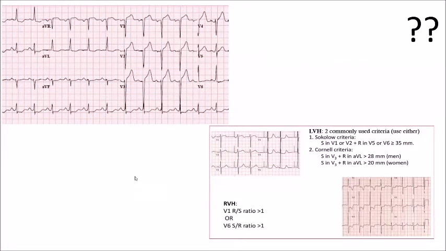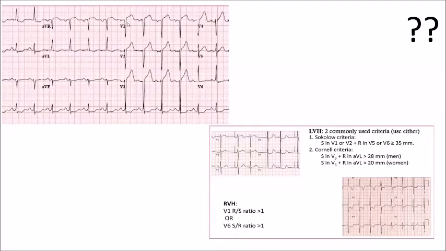So Dr. Ibrahim, please, Dr. Abdul Rahman Ibrahim, please give your answer. I think it's left ventricular hypertrophy. Which criteria is it fulfilling? Which one are you following here to match it, the Sokolow criteria or the Cornell criteria? Following 35 millimetres.